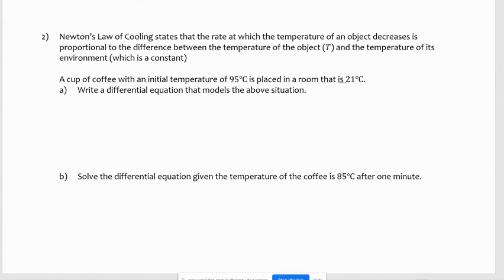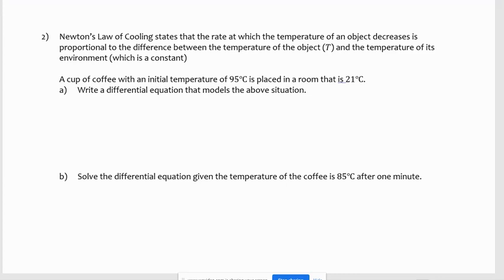Okay, Newton's law of cooling states that the rate at which temperature of an object decreases is proportional to the difference between the temperature of the object T, capital T, and the temperature of its environment, which is constant. All right, so a cup of coffee with an initial temperature of 95 degrees is placed in a room that is 21 degrees Celsius. Write a differential equation that models the above situation.